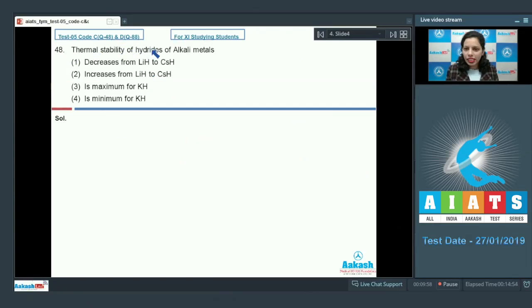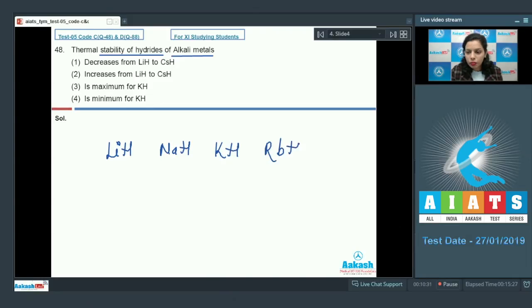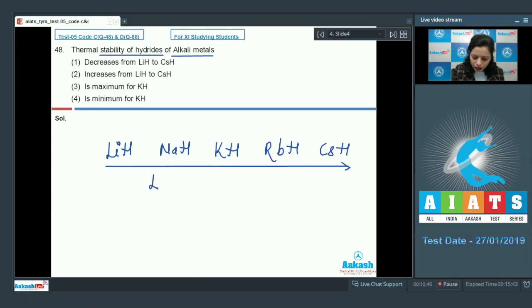Now, next question. Question number 48. Thermal stability of hydrides of alkali metals decreases from lithium hydride to cesium hydride, increases from lithium hydride to cesium hydride, is maximum for potassium hydride, is minimum for potassium hydride. So in this case, we are talking about the stability of hydrides of alkali metals. What are the alkali metals? Group 1 elements basically. So what are these hydrides? Lithium hydride, sodium hydride, potassium hydride, rubidium hydride and cesium hydride. Francium hydride we are not considering, and that depends on the lattice enthalpy. So the lattice enthalpy decreases. Why does it decrease? Because lithium ion has the smallest size and hydride ion is present there. Due to the small size of lithium cation, lattice enthalpy is maximum for lithium hydride while it is minimum for cesium hydride.